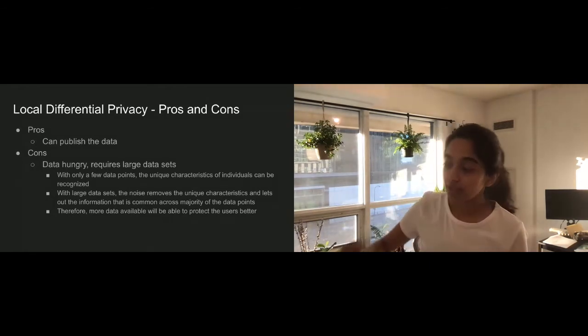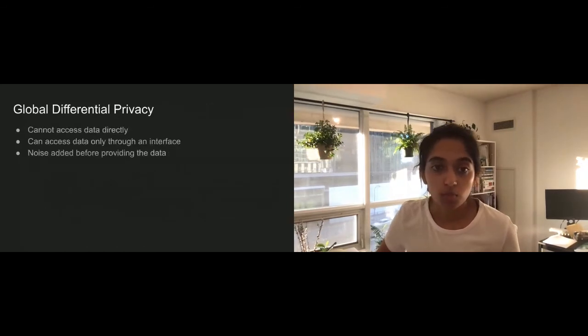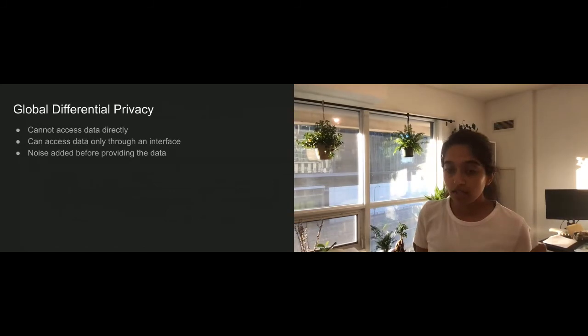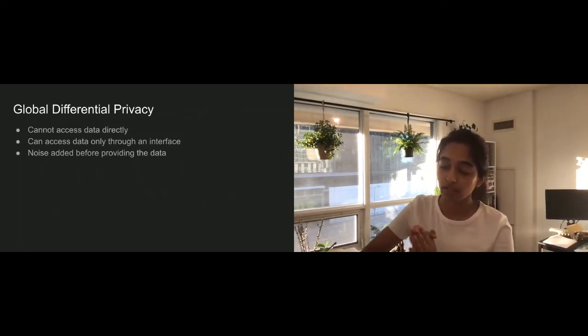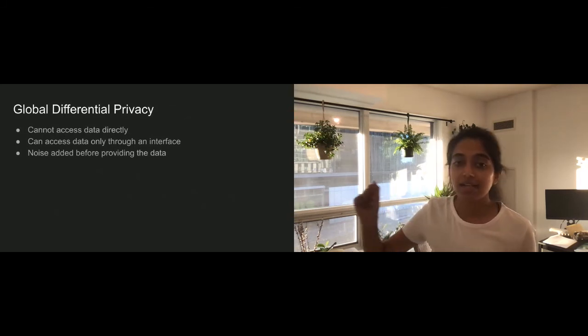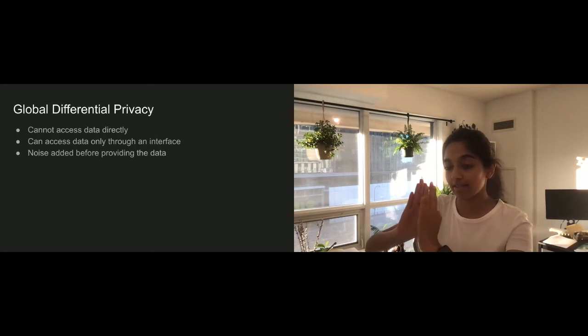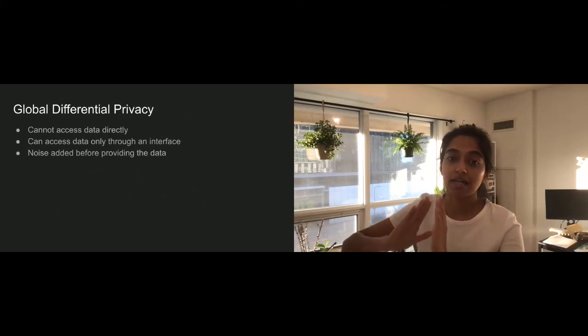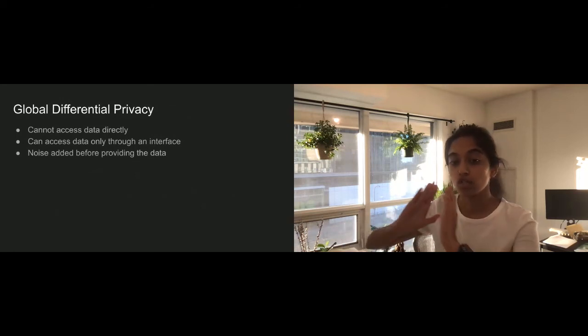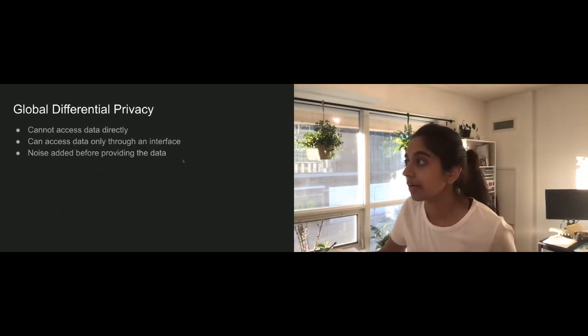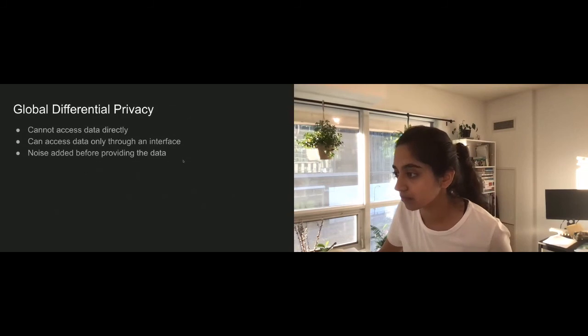Now that you have gone over that, let's look at global differential privacy. With global differential privacy, you cannot access the data directly. However, you can access the data through an interface, and the interface you're accessing it through is what adds the noise to the database. Let's look at an example for this as well. Let's go back to the code.